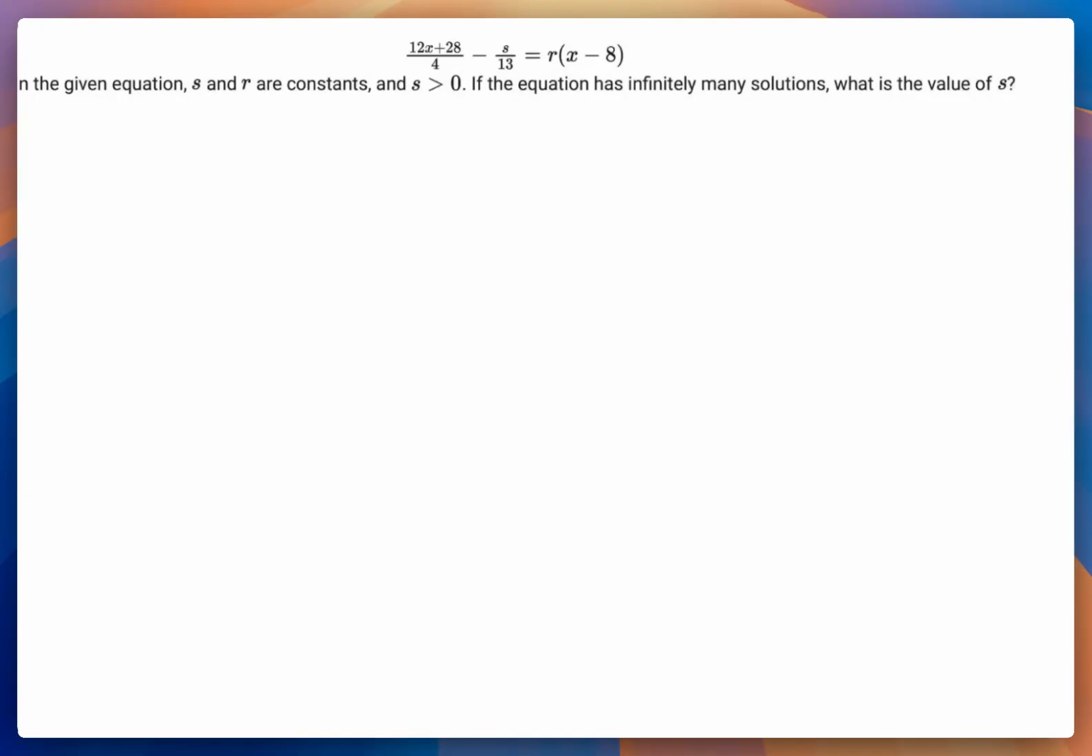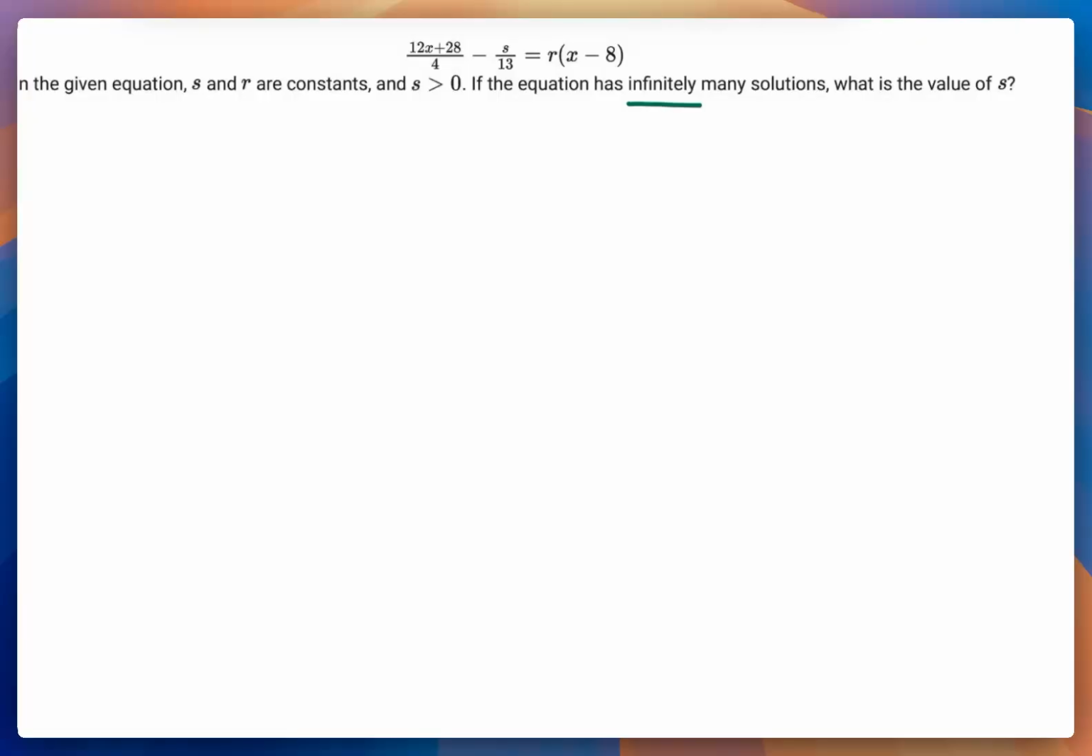Let's solve this equation where we are looking at special cases. In the given equation, S and R are constants and S is greater than 0. If the equation has infinitely many solutions, what is the value of S? Okay, so we have infinite solutions.